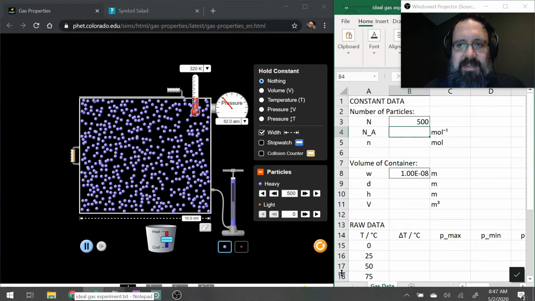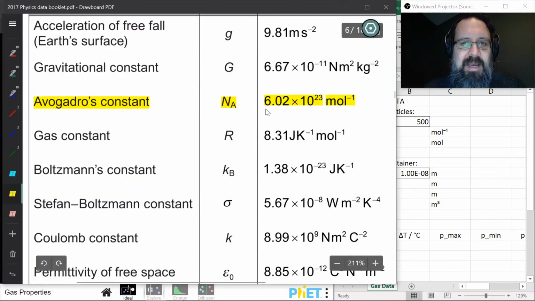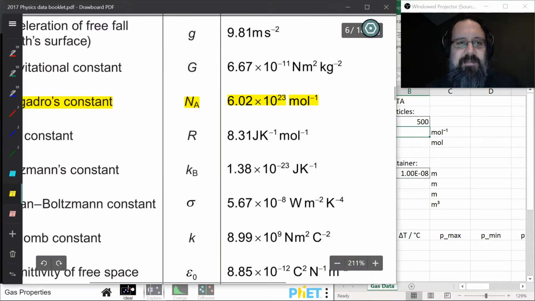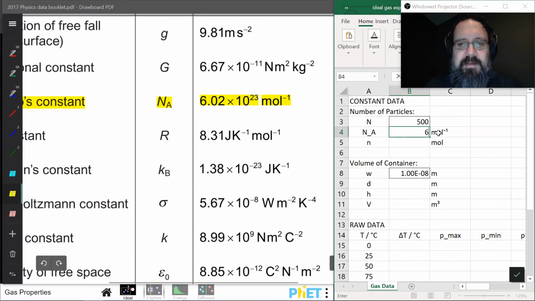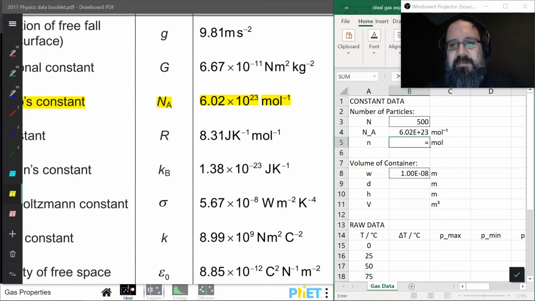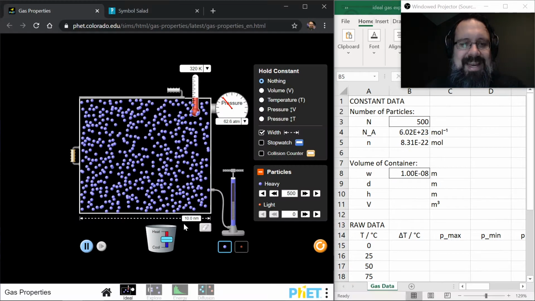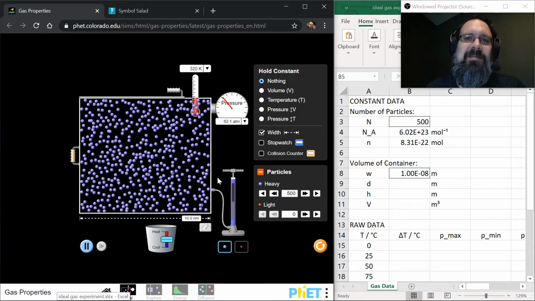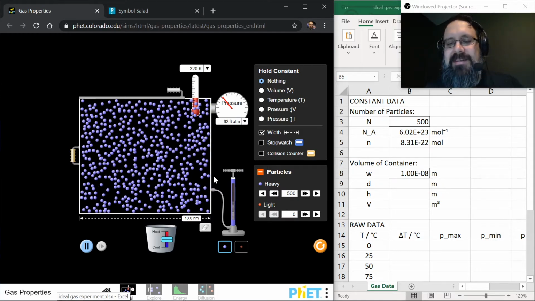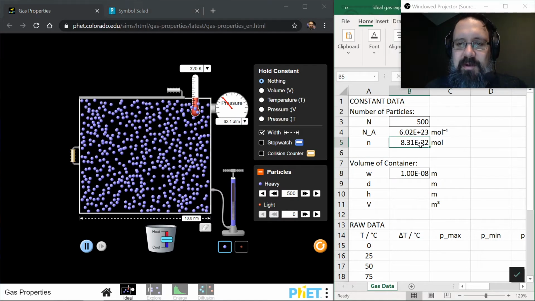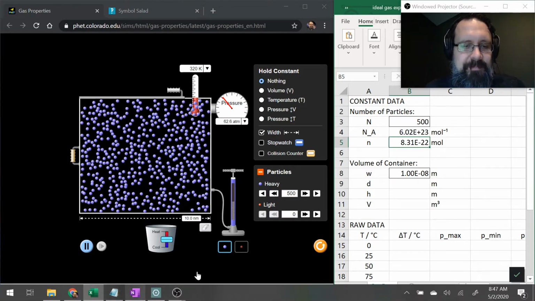The first thing is we're going to need to look up Avogadro's number. If you go to the IB Physics data booklet, it shows you Avogadro's constant, 6.02 times 10 to the 23rd, and you'll notice that it's per mole. The reason it's per mole is because if you take a number of particles and you divide by a per mole, you'll just end up with a mole. There's a very small number of moles in this container because this is a tiny container, nanometers. This is a tiny number of particles. Remember, a mole is like trillions of particles. So we have a very, very small amount of moles, which makes sense.